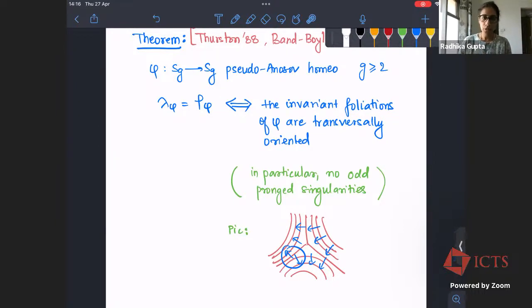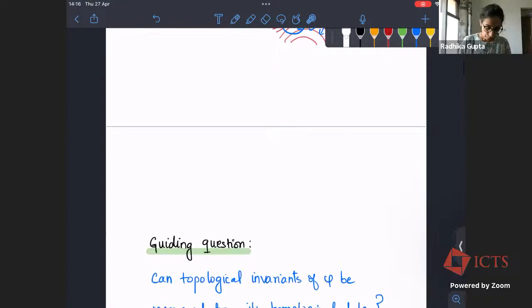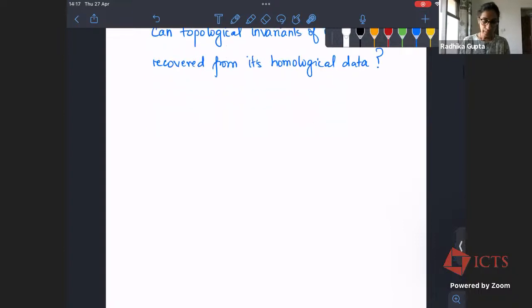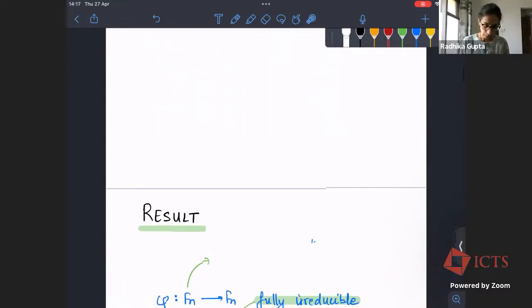So if and only if my foliations are oriented in a nice way. There is some notion of orientation on the foliations, and if the foliation is orientable, then these numbers are equal, if and only if. So like I was saying before, the guiding question here is, when can the topological invariant of a surface homeomorphism be recovered from its homological data? And in the surface case, the higher genus case, the homological data determines the topological data, the stretch factor, if and only if the foliations are orientable. So that's the motivation with which we started this project.